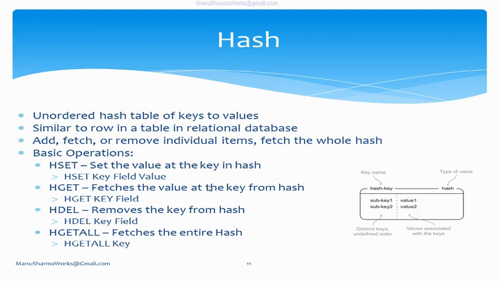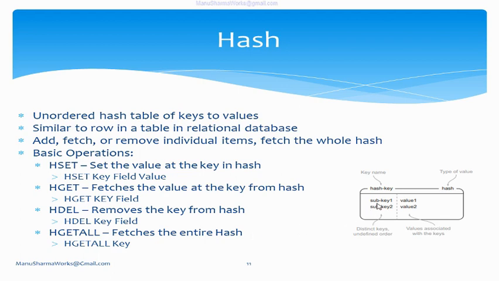Next is a hash. A hash is a table of keys to values. So what does it mean? You can compare a hash with one record in a table. Like in a relational database, we have a table and we have a record. So a hash is one record.